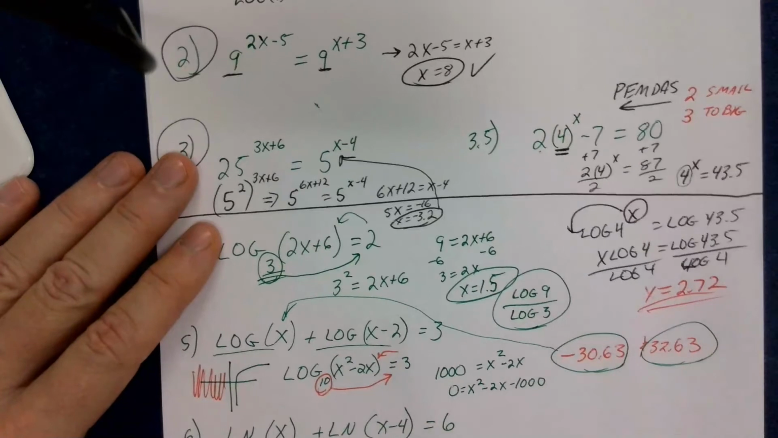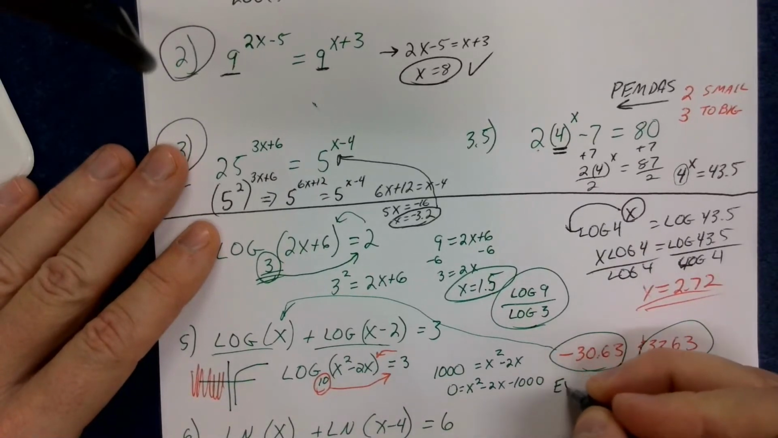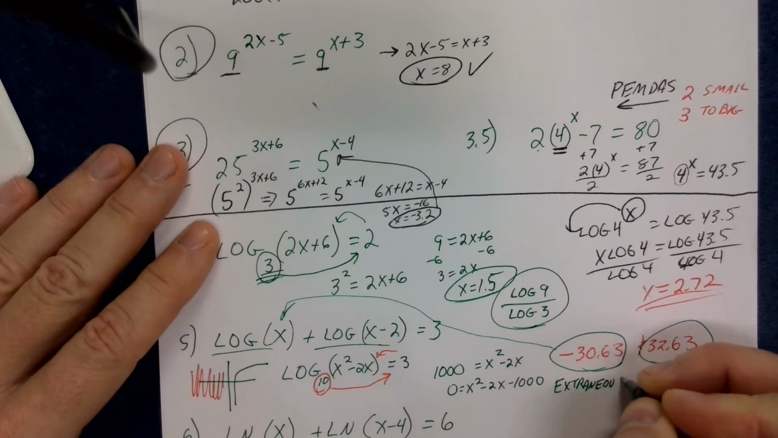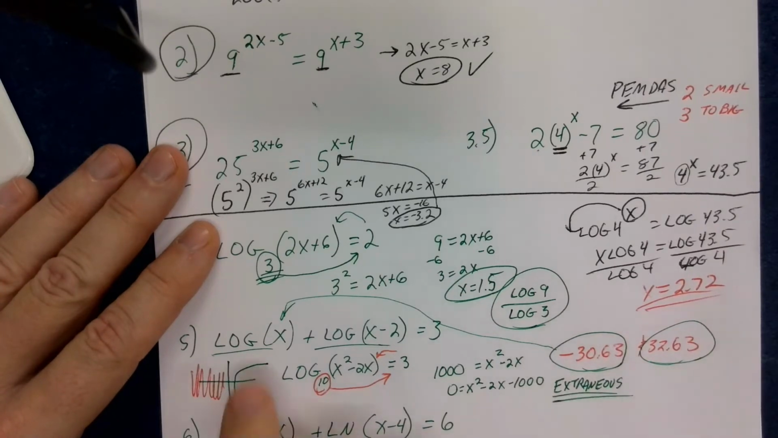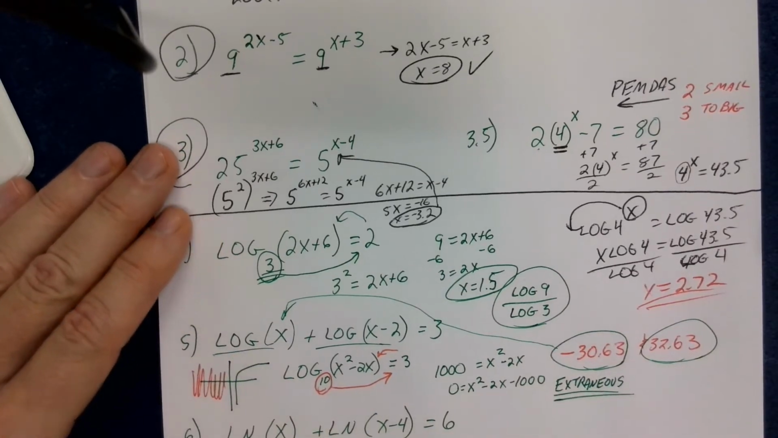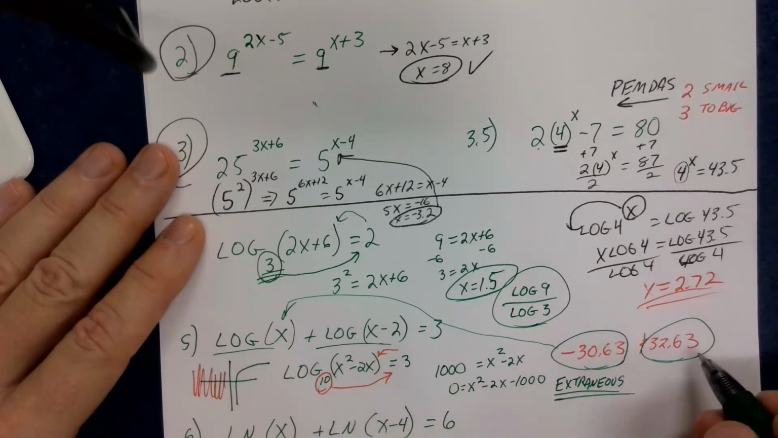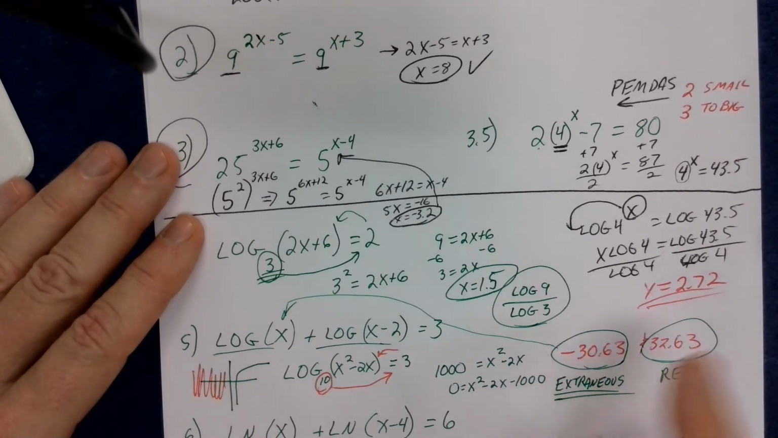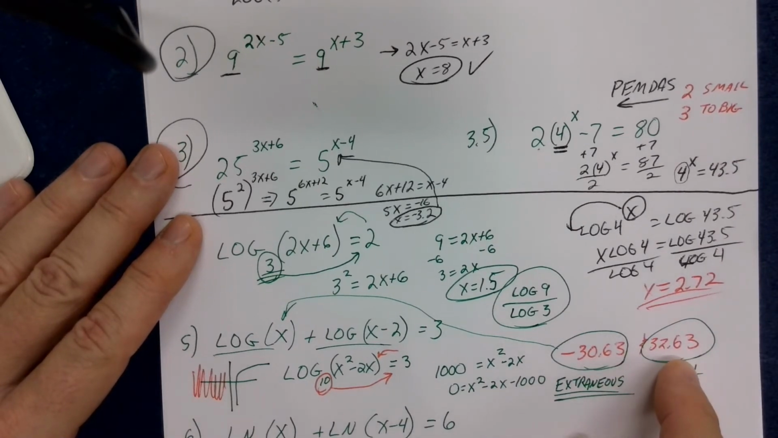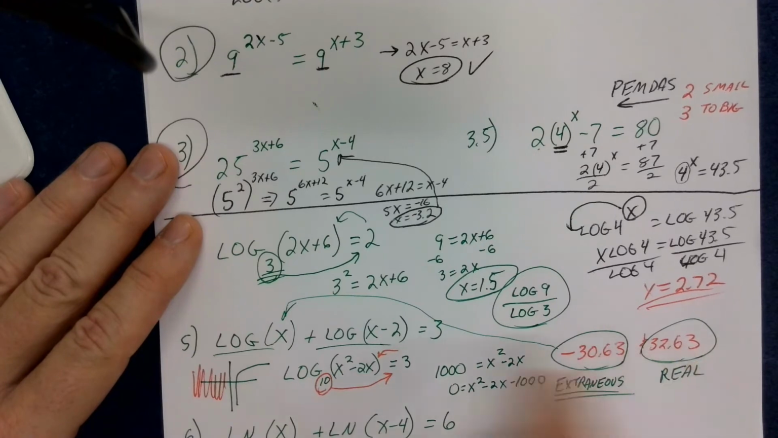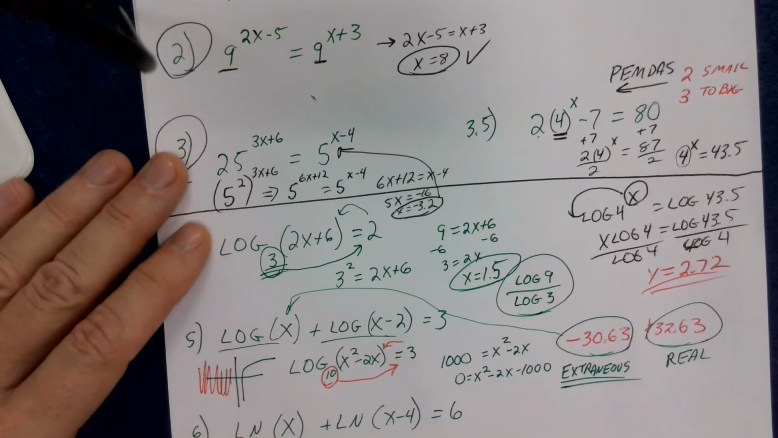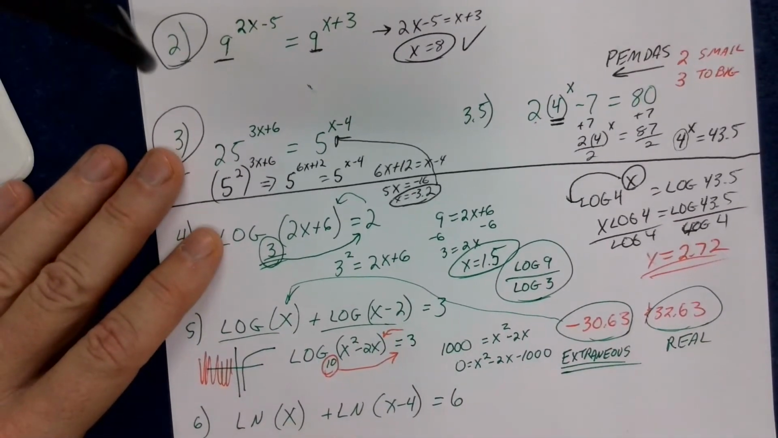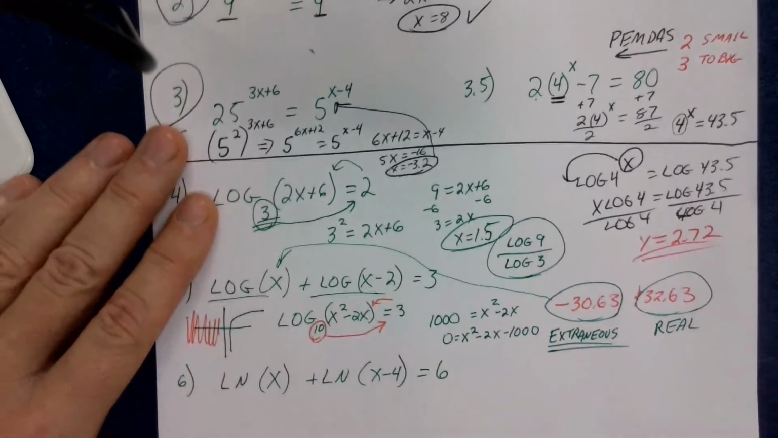So this thing gets a special name. It's called an extraneous solution. It's a solution that we got when we solved the problem, but it doesn't work in the original, okay? So extraneous. If I actually plug those back in, this one is real, and it does work. Remember, 32.63 is rounded, so it's not going to be exact, but if you plug it in, it should be okay. Okay, over here, now let's try this last one.